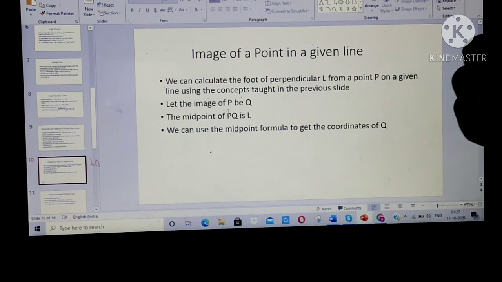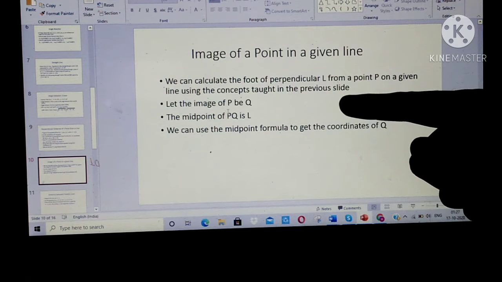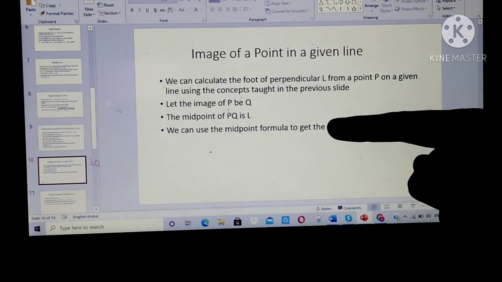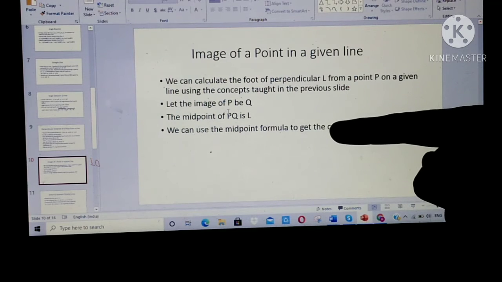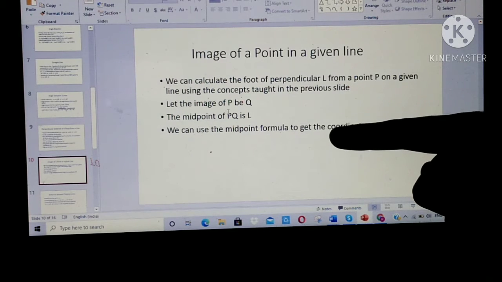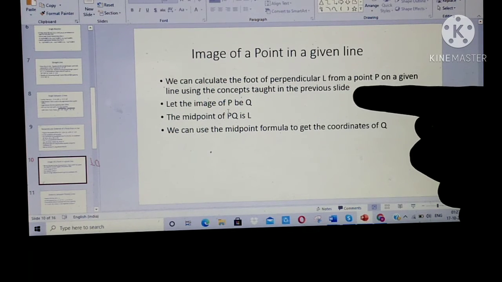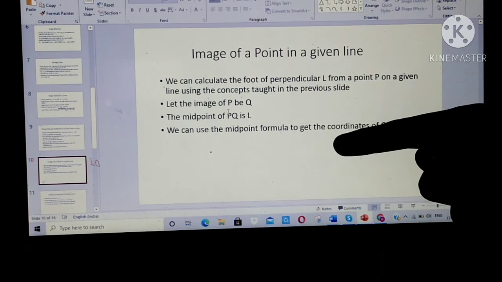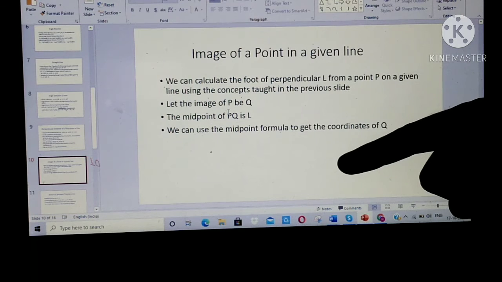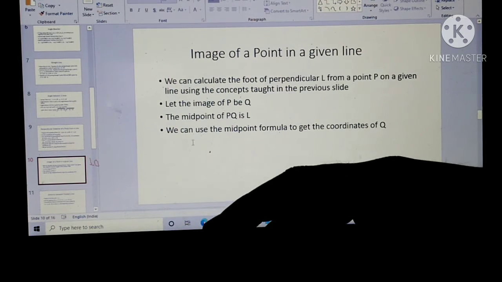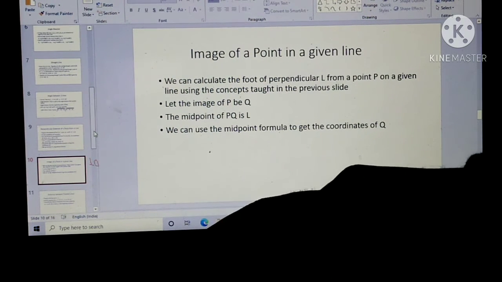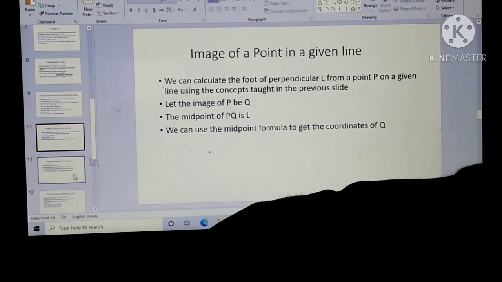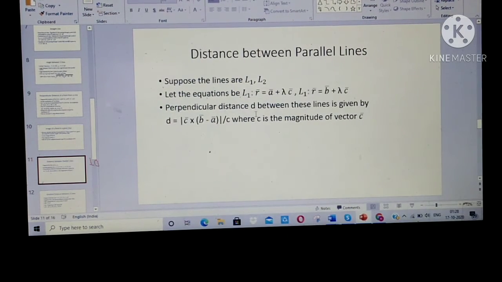So what is the process for finding the image? What we need to do here is we need to first find the foot of perpendicular, just as we did in the previous slide. I explained how to find the foot of perpendicular. Once I know the coordinates for foot of perpendicular, the point is already given, I can calculate the image of that point using the midpoint formula. So the first thing is we need to find the foot of perpendicular as I explained in the previous slide, and after that we apply midpoint formula.